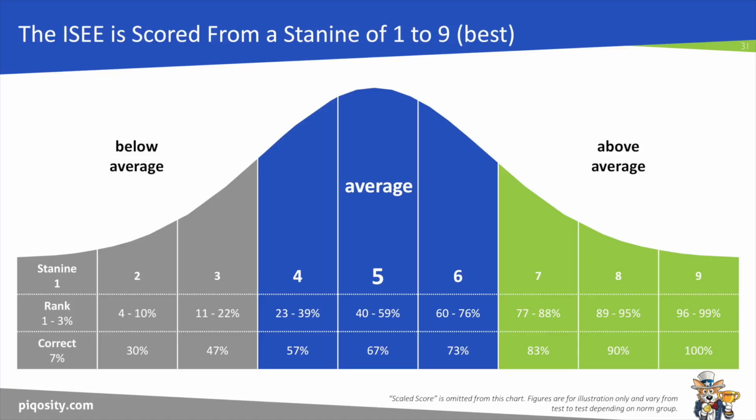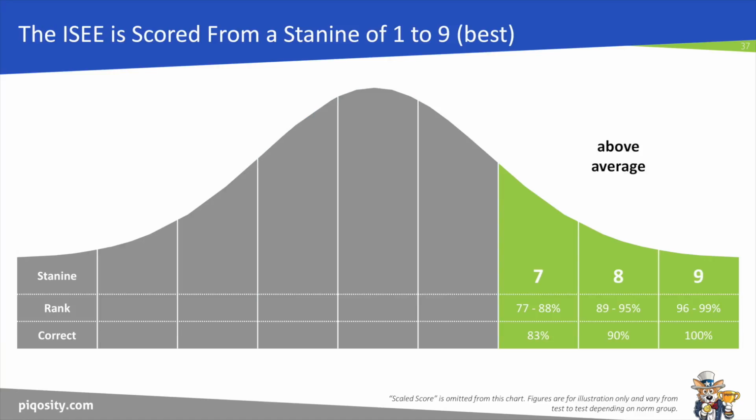What constitutes a good score is dependent on the schools to which your student is applying. For example, for an academically rigorous school, students should aim to score a 7, 8, or 9 in order to be competitive.